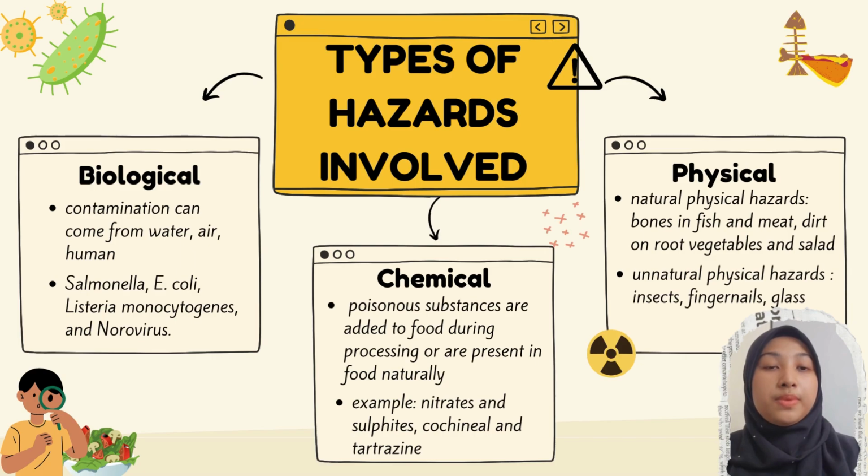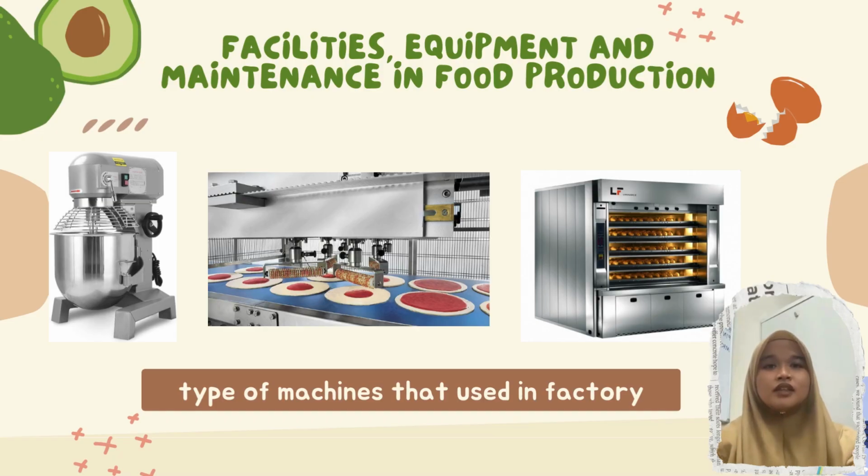To decrease the possibility of contamination, care should be taken during the preparation process. Ensuring that all foods are covered in storage will help prevent hazards from occurring. Next is facilities, equipment and maintenance in food production.